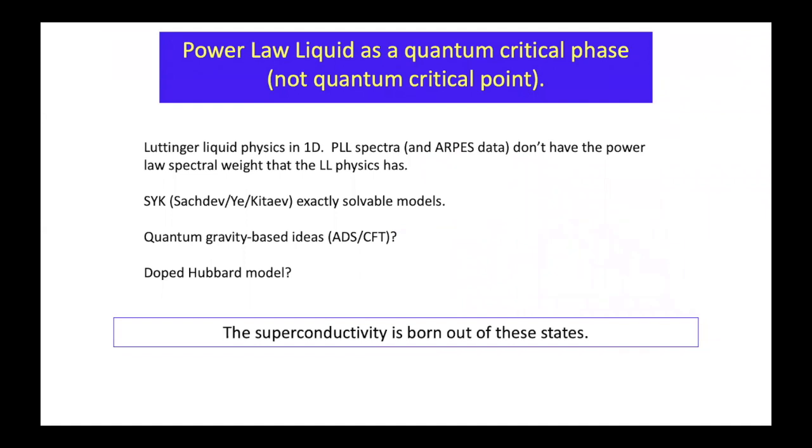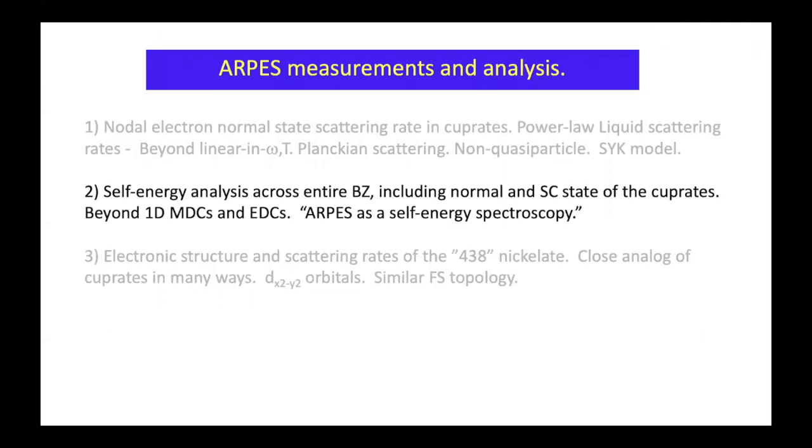So last comment. This is called power law liquid. I would like to call this a quantum critical phase rather than a quantum critical point. Everywhere we're looking in doping, there's this behavior very smoothly. And so some of this type of physics may be going on in some of these models. And of course, we want to try to get our community to understand this in detail. Okay, let me move to the next set of data and analysis.